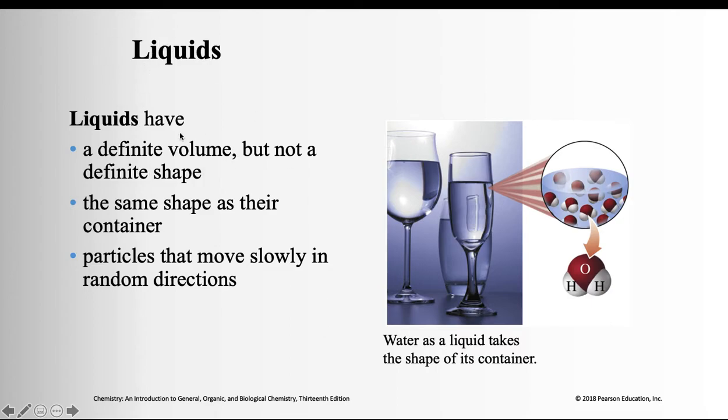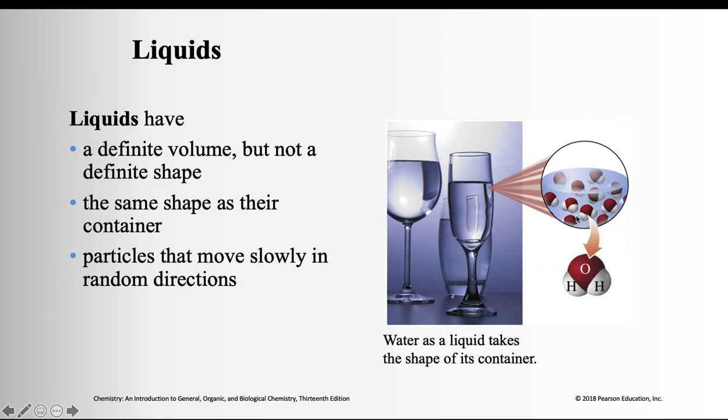Liquids have a definite volume, but they don't have a definite shape. They are poured. They take the shape of the container they're in. This is a characteristic of a liquid that changes from a solid. They take the same shape as a container, whereas the solids do not. They have particles that move slowly in random directions. So these particles now are not as tightly arranged in a pattern as the solids.